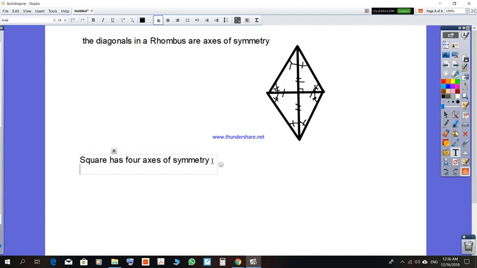With respect to the axes of symmetry, the two diagonals, and the lines that are perpendicular bisectors to the sides.